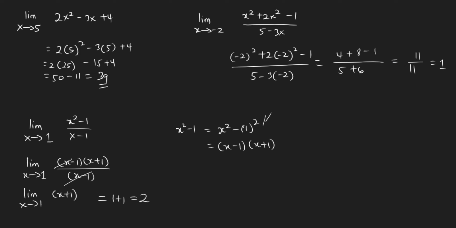For you to understand this difference of squares method that I used here, assume you have the expression a squared minus b squared. You can write this as a minus b times a plus b. It's the same method that I applied over here. So let's take another example.